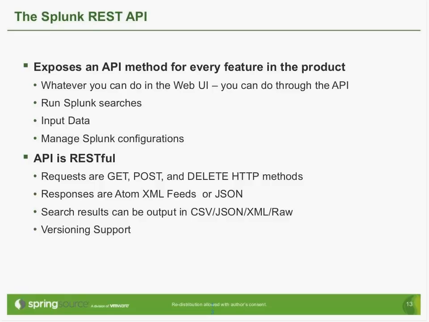Splunk's REST API is obviously completely RESTful, and its requests are GET, POST, and DELETE HTTP methods. The responses you get back are going to be in Atom XML format or JSON. And if you're executing a Splunk search, you have many different options for the data format in which you want to get the results back. You can choose to have it returned back to you in CSV, JSON, XML, or its raw format in which it got indexed in Splunk. And there is comprehensive versioning support as well.